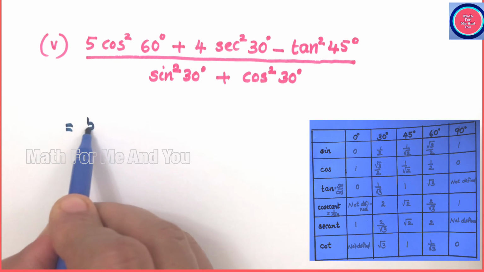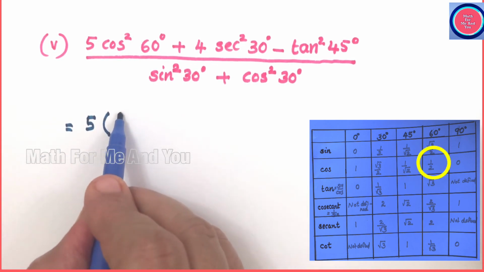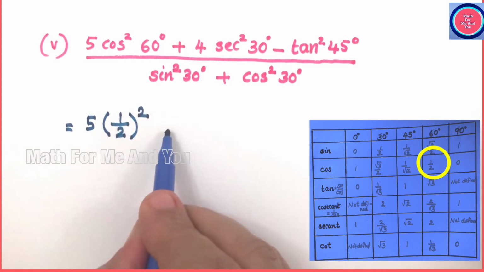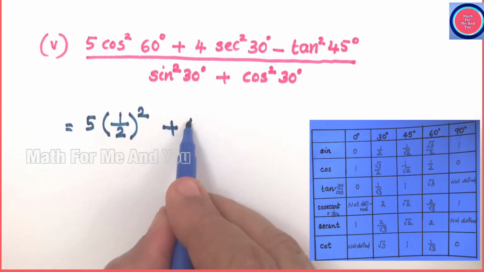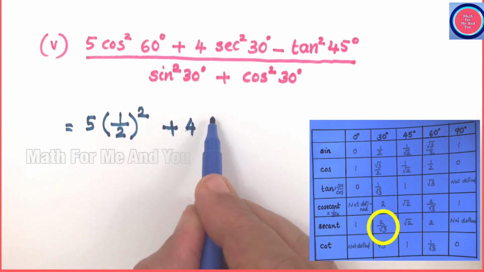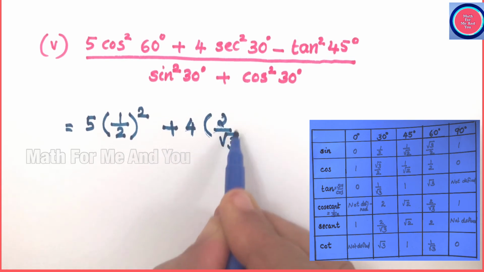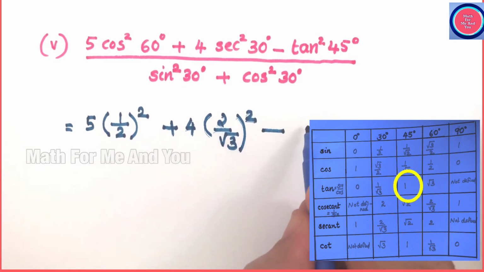5 cos² 60, that means 5 times cos² 60. Cos 60 is 1/2. So cos² 60 is (1/2)², plus 4 sec² 30. That means 4 times, sec 30 is 2/√3, so the whole square is (2/√3)², minus tan² 45. Tan 45 is 1. So we can write 1².